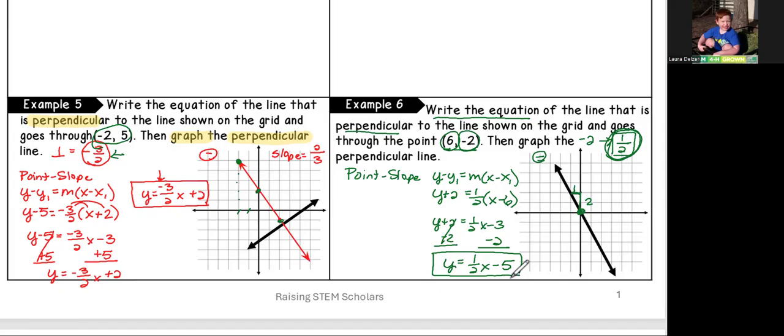Now let's go draw that. So let's see, I'm going to do -5. It's down here, 1, 2, 3, 4, 5. Okay, -5. And then I'm going to go up 1 over 2. There's my intersection, up 1 over 2. Oops, I drew on the wrong line. It's easy to get off on the wrong line. There we go.